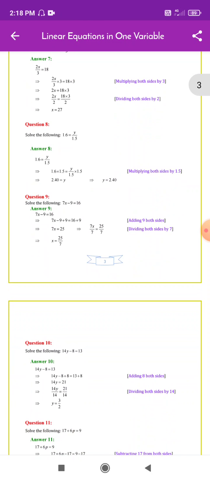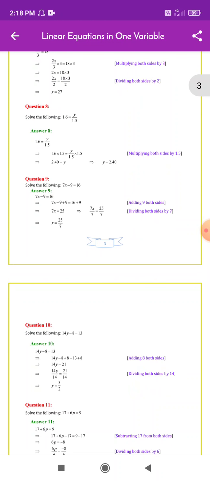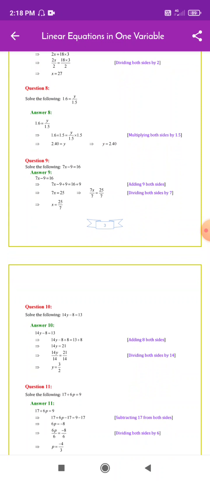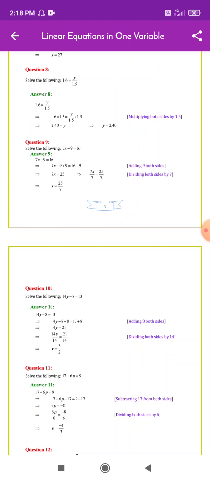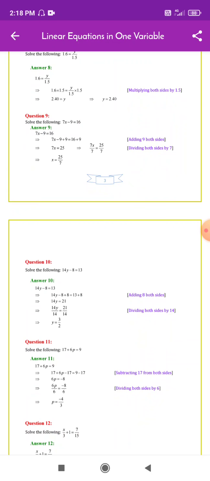Okay. Question 7, see what we have to do. First, minus 9 is there, so we have to add 9 to both the sides. After that, what will we get? That is 7x equals to 25. Now 7x is there, so we shift the number 7. We have to divide both the sides by 7. 7 will cut down. So what will remain here? x equals to 25 upon 7.